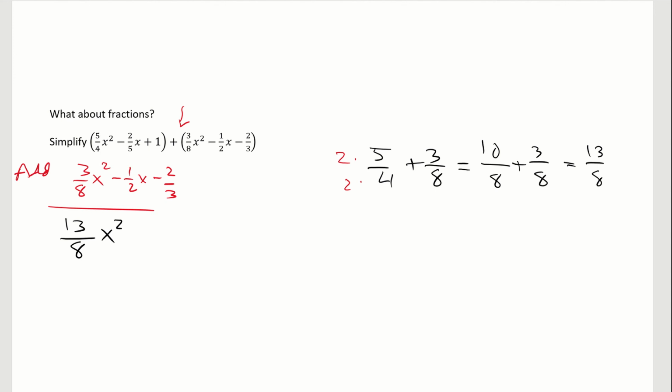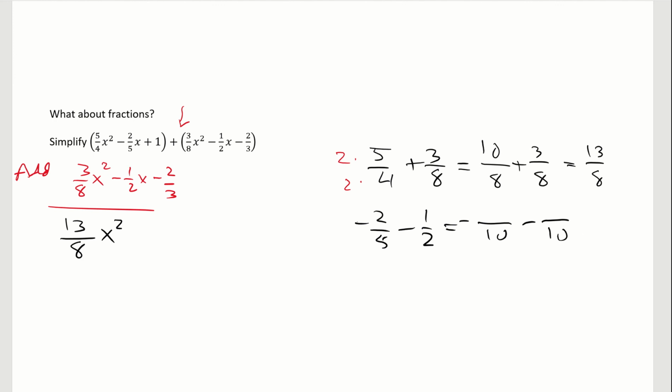The next one, I got a minus 2/5. Oh, let's do it in the same kind of color scheme. All right. Minus 2/5 minus 1/2. So they're going to bunch up and become larger. The common denominator should be 10.